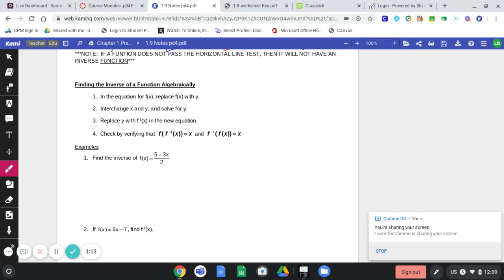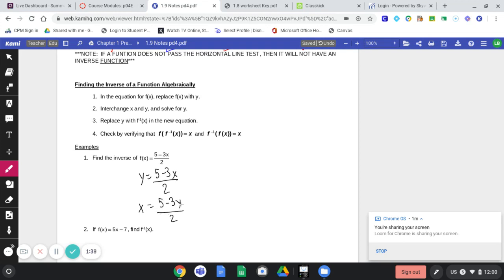So if we want to find the inverse here, again, first step is to replace f of x with y. You don't have to do that unless you want to, because now we're just flipping our x's and our y's. So wherever I see a y, I put an x, and wherever I see an x, I put a y. Now our goal is to get this y value by itself by undoing the equation.